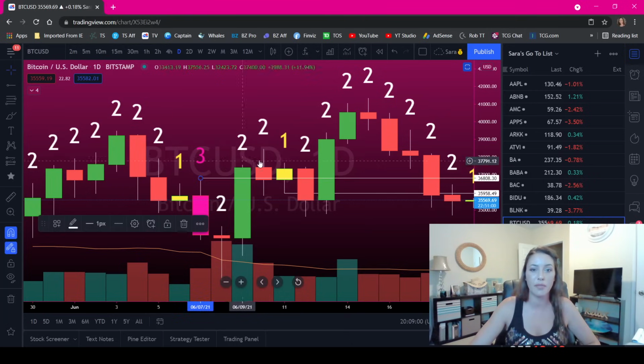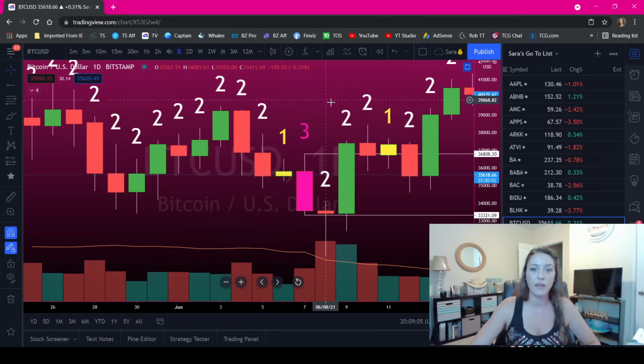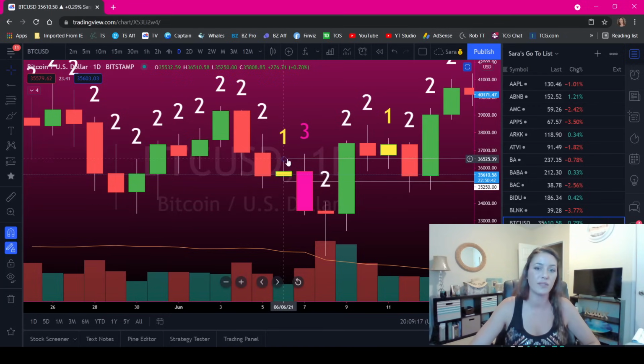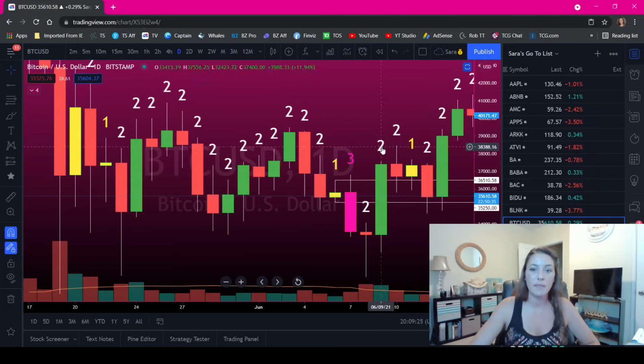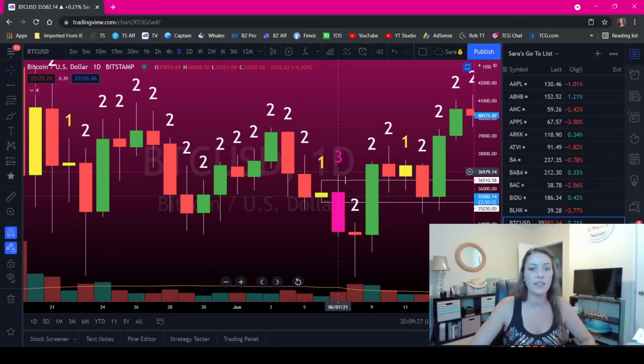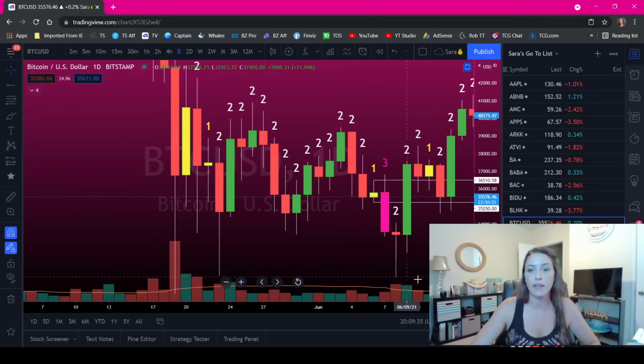Then I like to talk about 3s next because 3s are the opposite of a 1. 3s take out both sides of the previous range. So here's the lines. So here's the previous candle. A 3 takes out the top side of the previous candle and the bottom side of the previous candle. Most commonly, 3s occur after 1s because the range is usually so small in a 1. Little fun fact for you.